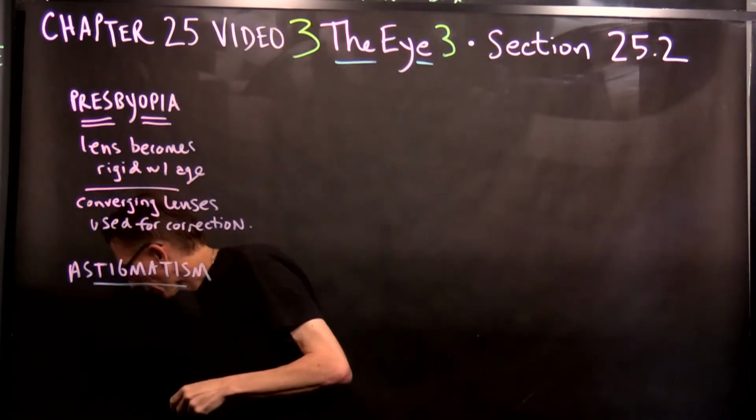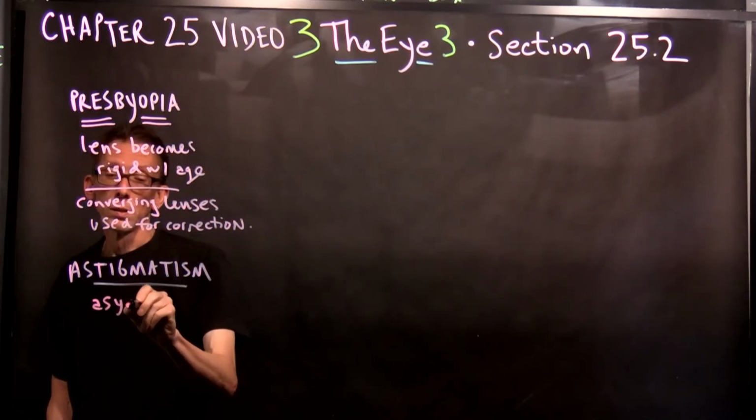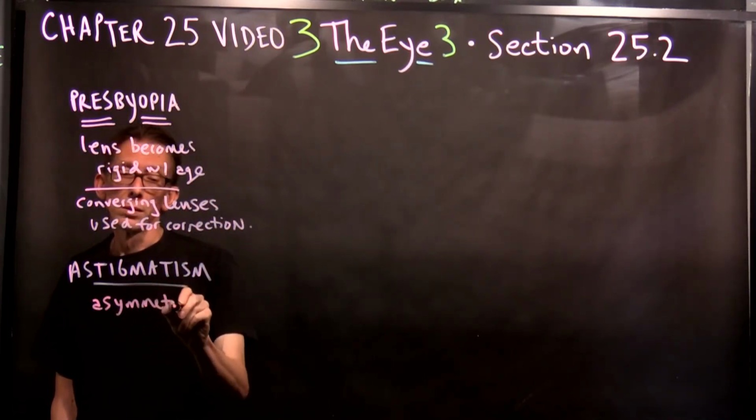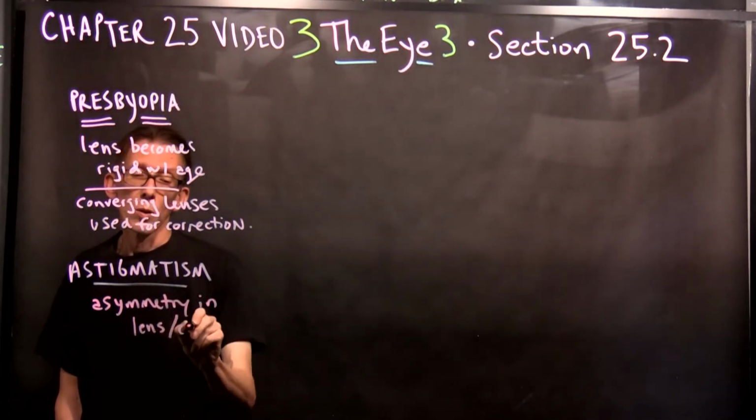How do I have it worded here? An asymmetry in the lens or cornea.